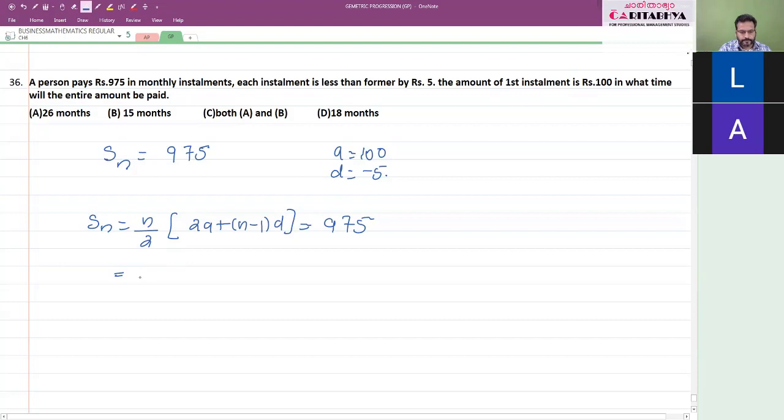So n by 2 into 2A, 200, plus n minus 1 into minus 5 is equal to 975.